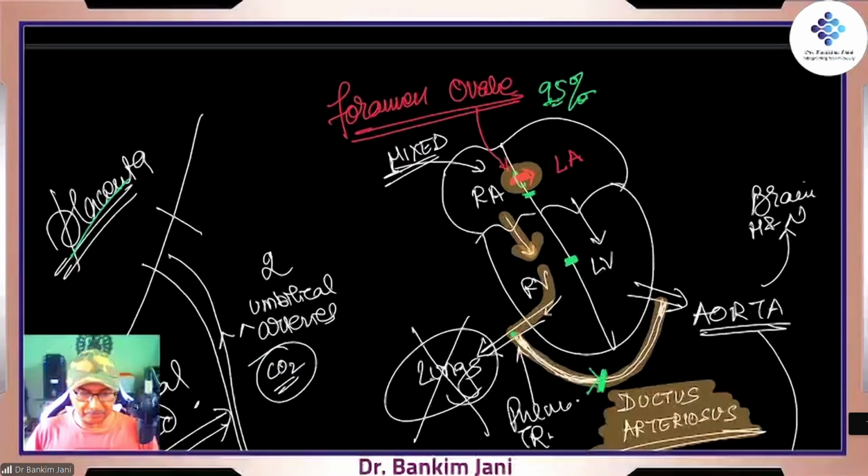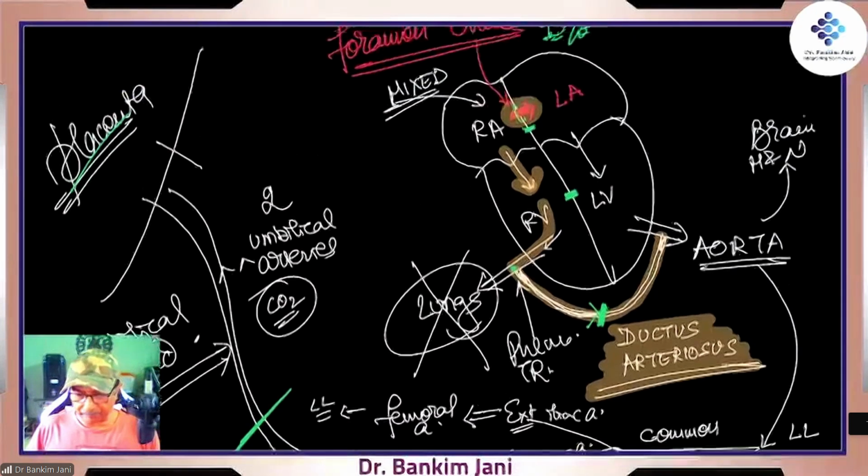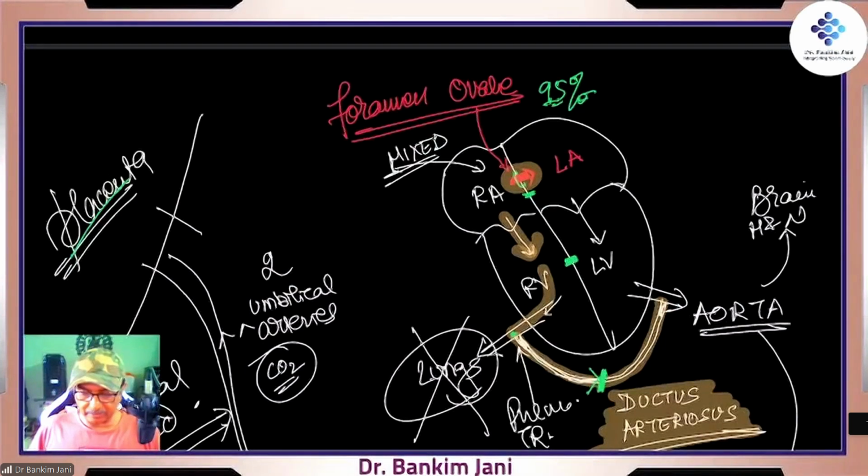And here we talk about circulation. So from the umbilical vein, the blood comes from the vein, and then comes into the circulation.